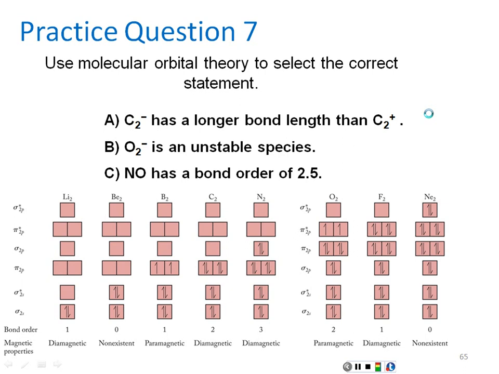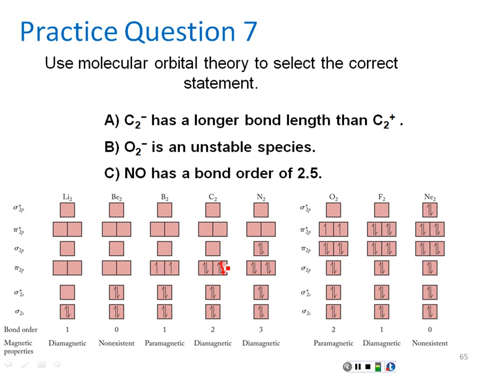So here's a practice question. Use molecular orbital theory to select the correct statement below. Okay, let's look at statement A. C2 minus has a longer bond length than C2 plus. Down here we see the molecular orbital diagram for C2. If we had C2 minus, we would add 1 electron. C2 plus, we would remove 1 electron.